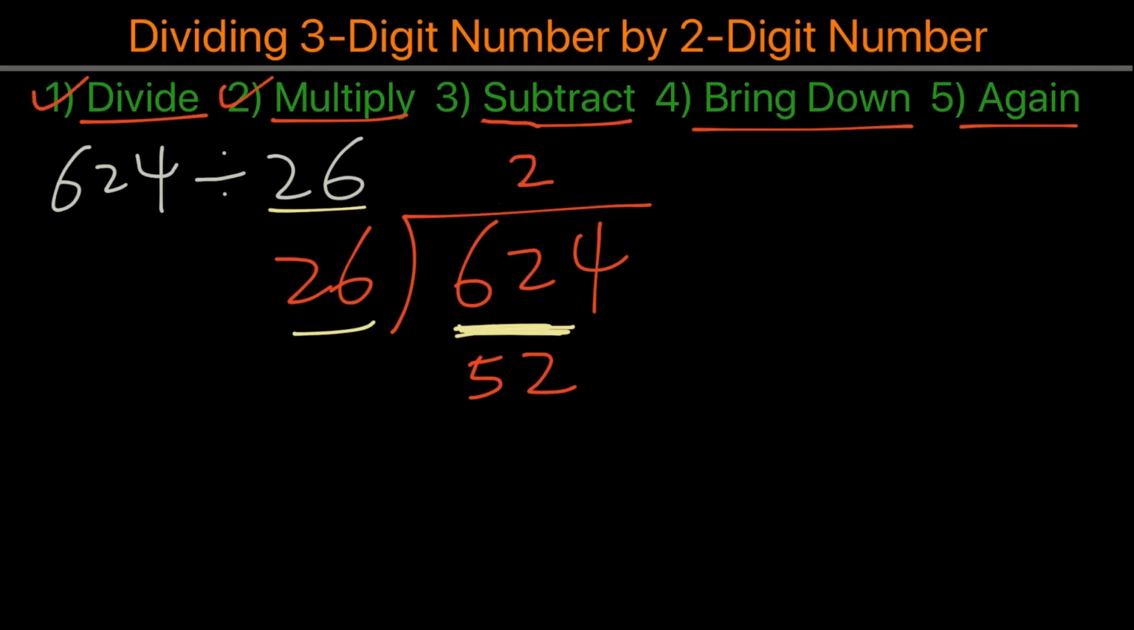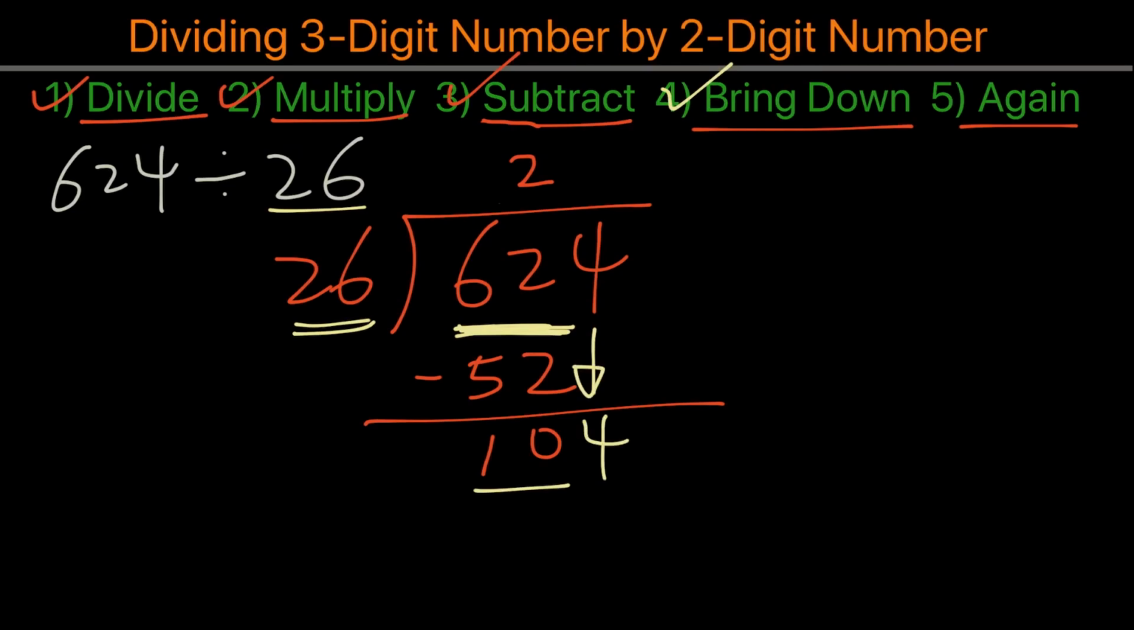So that's the multiply portion. Then the next step is to subtract. So 62 minus 52, we have 10. Now 10 is smaller than 26, so we can move on to the next number and bring it down to 4. So now we have 104 divided by 26.